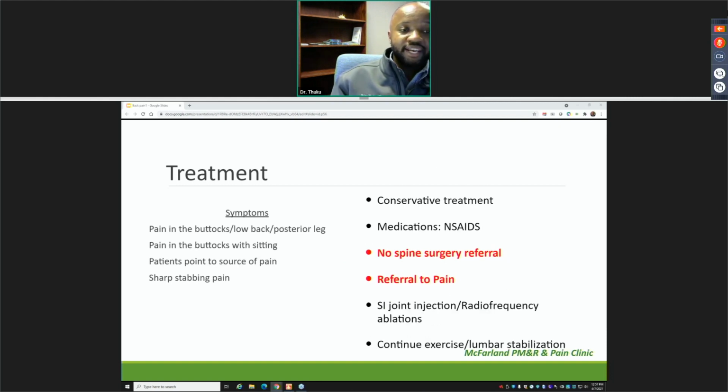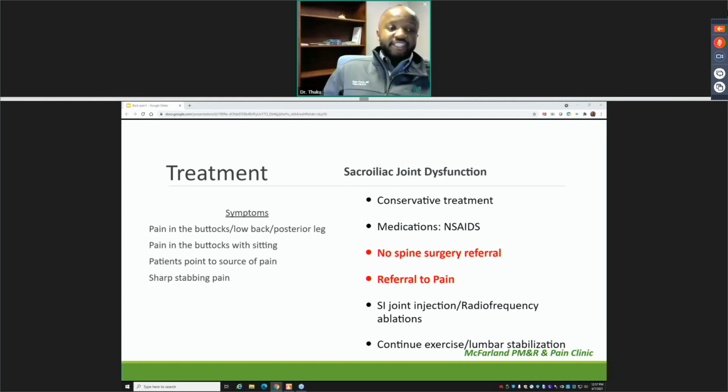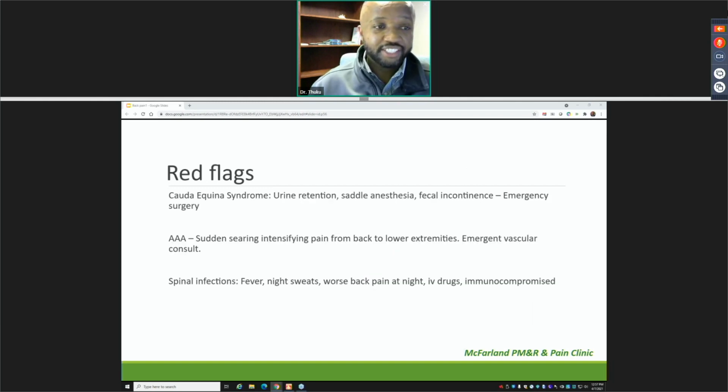Then the last one here is the SI joint, where patients are having pain in the buttocks, and it can go down to their posterior thighs bilaterally. They have pain with sitting. Sometimes the patient is able to point to the source of the pain. It can be sharp and stabbing in nature. So this one again, you can do the anti-inflammatories. Usually the neuropathics do not help, nor the Medrol Dosepak. No spine surgery referral, and then we can refer to pain for SI joint injections or radiofrequency ablation. Exercise is key to this.